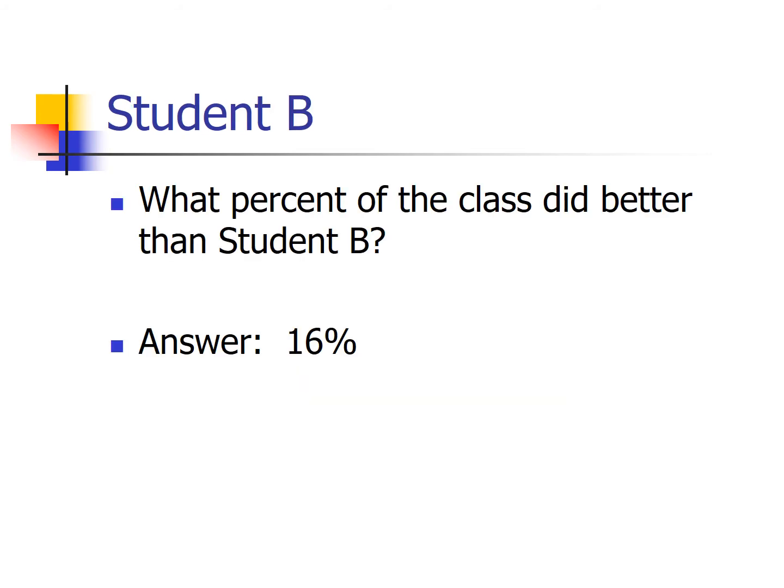Now what about child B? What percent of the class did better than child B? It turns out the answer is 16%, which is still a pretty good score, agreed? That's saying that child B did better than 84% of the class. I'd be pretty happy if my child did that well. But again, it's not as good as child A. Let's try to motivate where that 16% comes from.